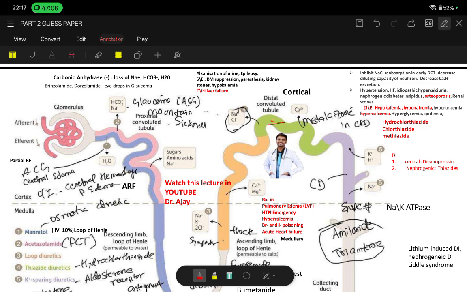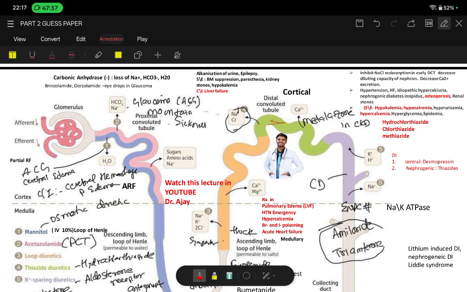Your answer will be carbonic anhydrase. Now, the example is acetazolamide. They will ask you about mountain sickness. Do you know why we use acetazolamide in case of mountain sickness?